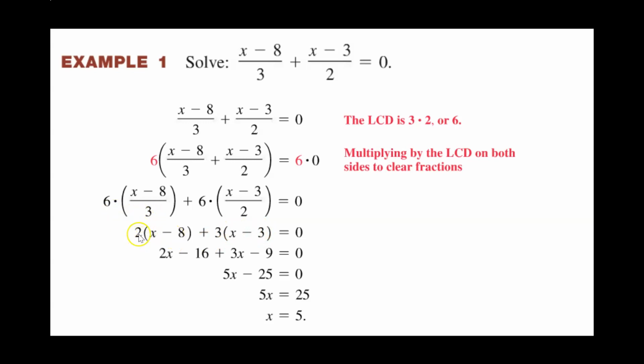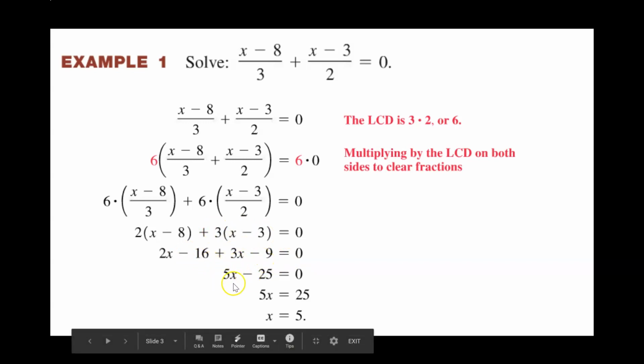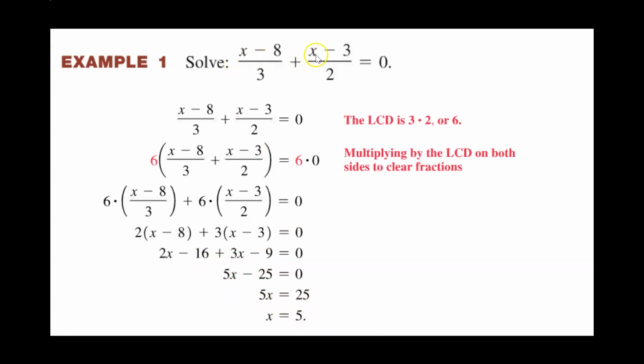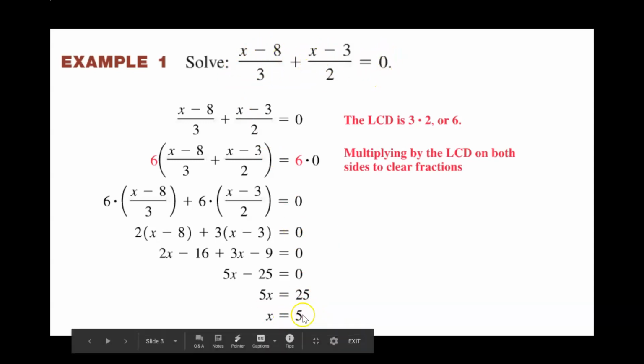So here we distribute the 2. 2 times x gives us 2x. 2 times minus 8 gives us negative 16. And 3 times both of these gives us 3x minus 9. Combine like terms. To move the 5 over by dividing, we get x equals 5. Put this 5 back in for this x and this x here. Once we do the math, if it equals out to 0, then I know this 5 is correct. So always do the check after you finish.